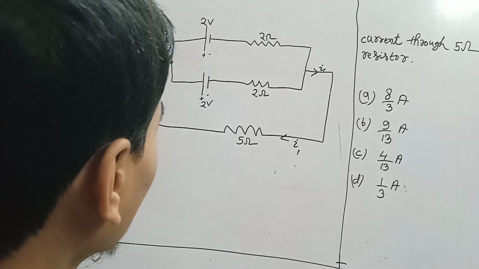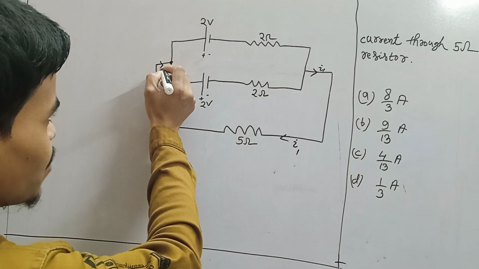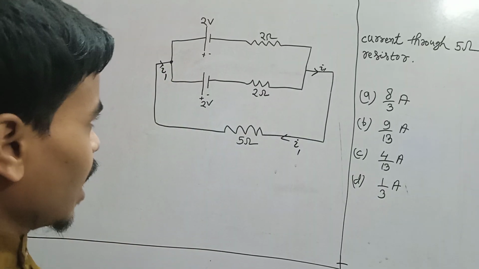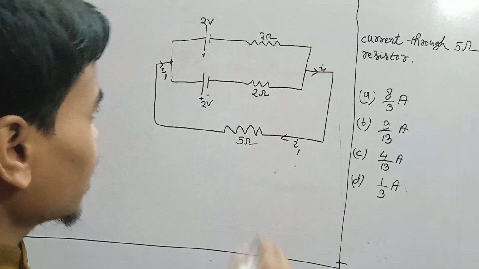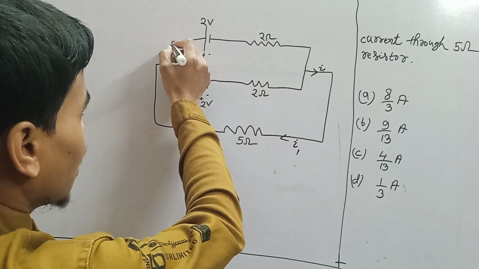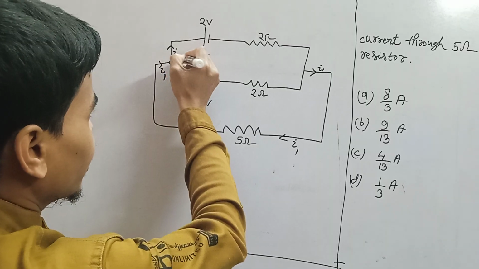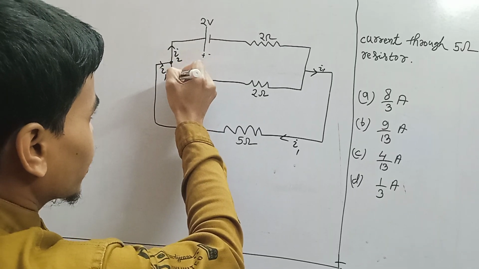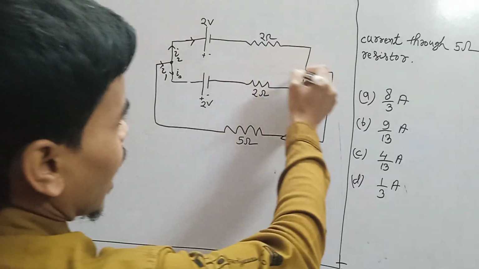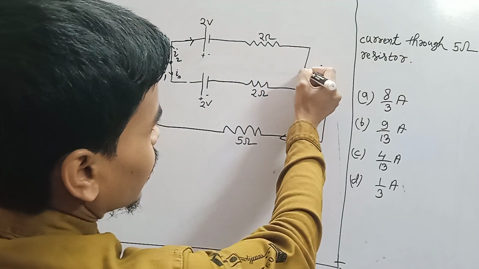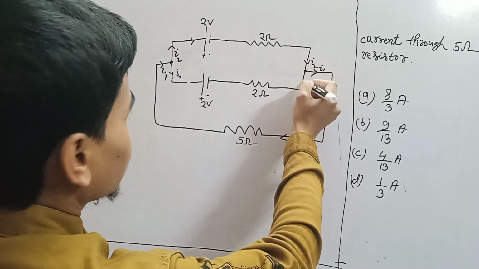Now this current will divide. This is the I1 current, and it will divide into two parts. We assume the upper part is the I2 current and the lower is I3. This is flowing in this direction. Sorry, this is I2 and this is I3.